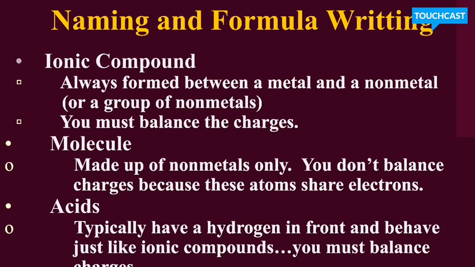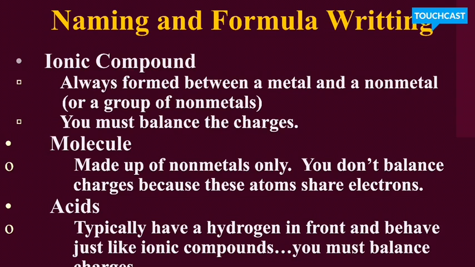All right, let's take this topic, naming and formula writing. First thing that you need to remember is that we have three different types of compounds that we work with in chemistry. We have ionic compounds, we have molecules, and we have acids. Those are the three different types of compounds that we work with when we're naming and formula writing.